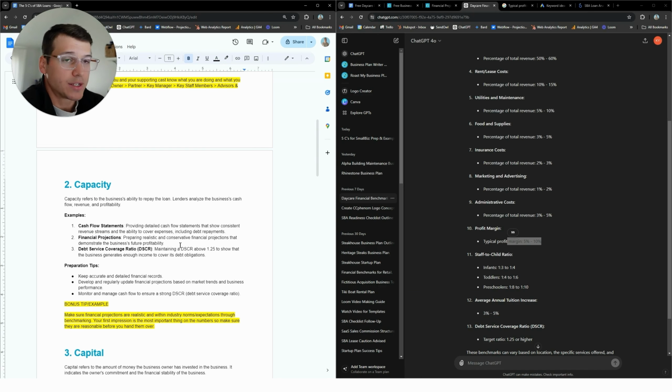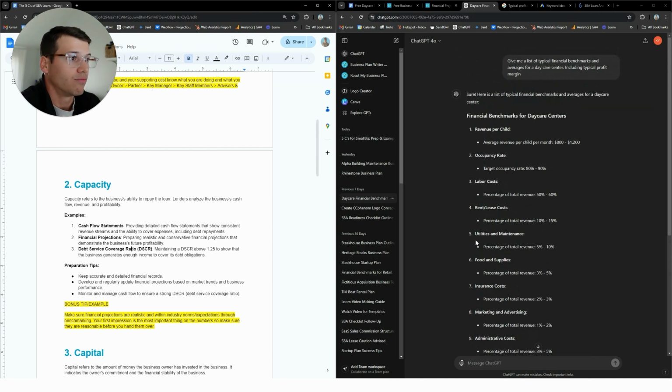So that's number 2, capacity to repay the loan. The best way to do that is to really have dialed in and outlined your financial projections. And that's the way I would do that.